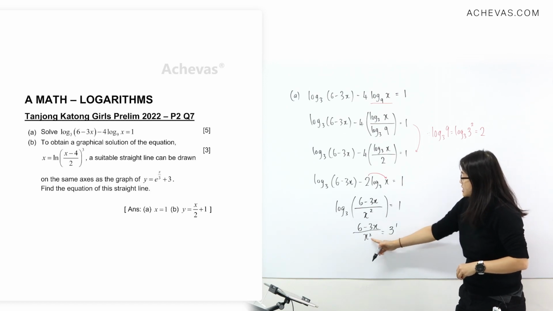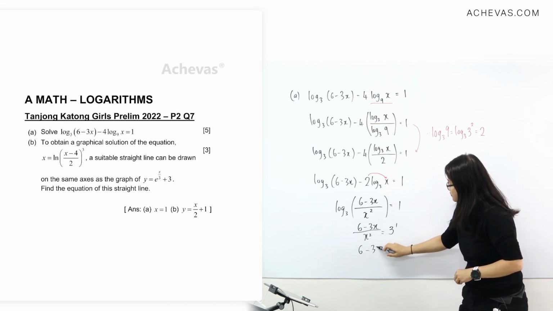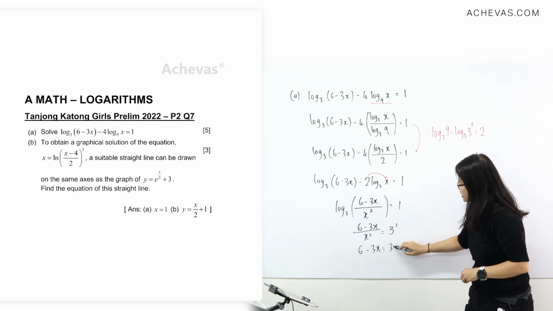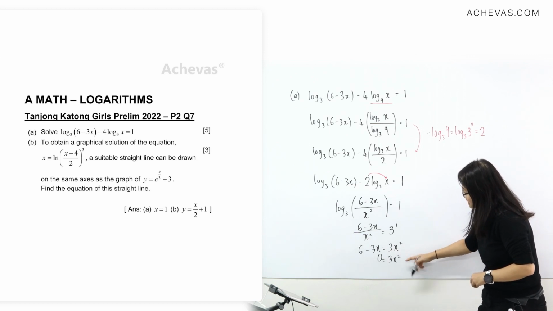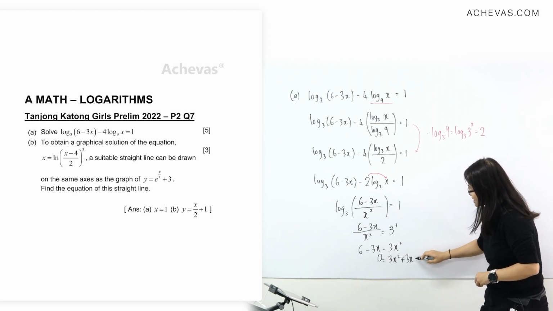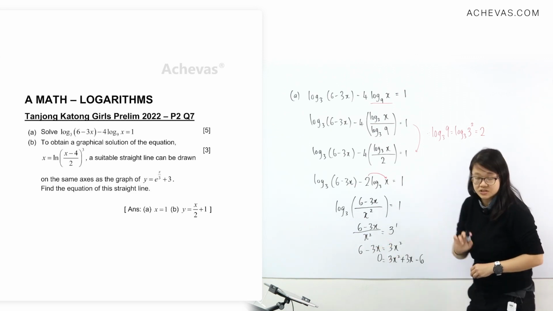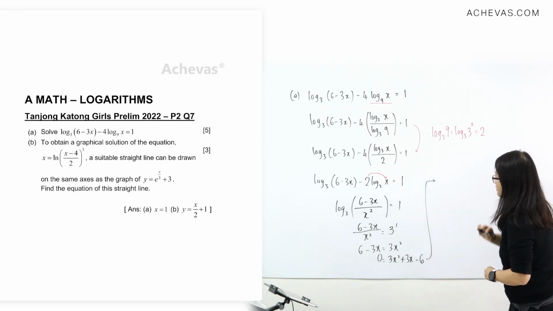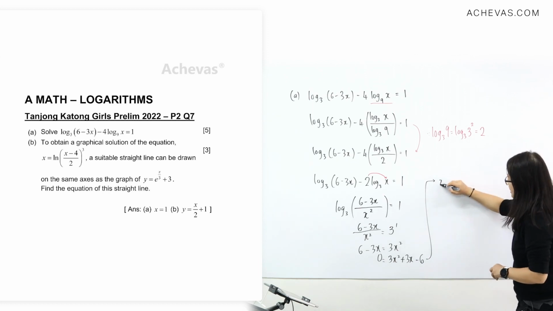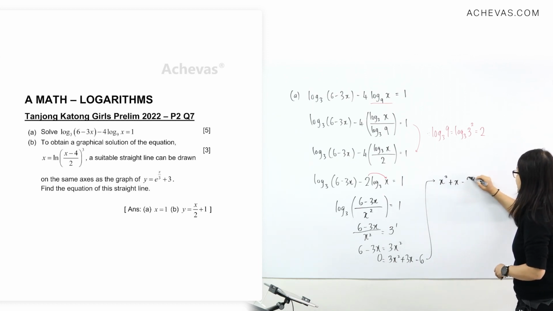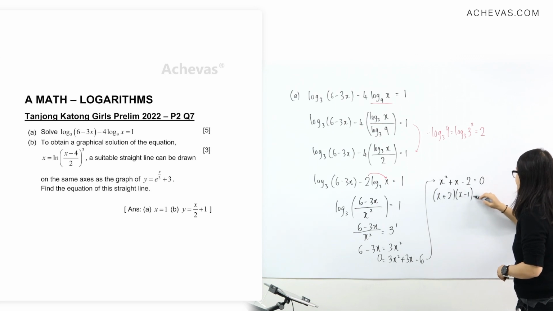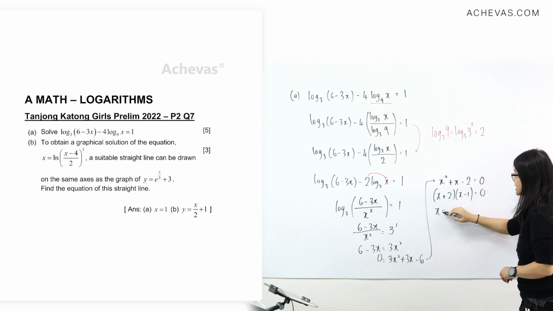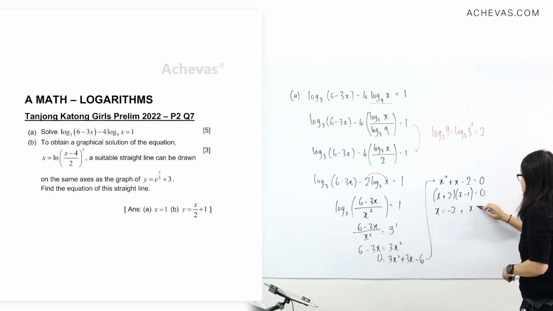Okay. Next, let's multiply x squared over. So 3 times x squared, that's 3x squared. And I'm going to move to the right, so I get a quadratic 3x squared plus 3x minus 6 equals 0. Let's continue solving our quadratic. I can now divide by 3, so I get x squared plus x minus 2 equals 0. And I can do a factorization. So I have (x plus 2)(x minus 1) equals 0. And my answer is x equals negative 2, x equals 1.